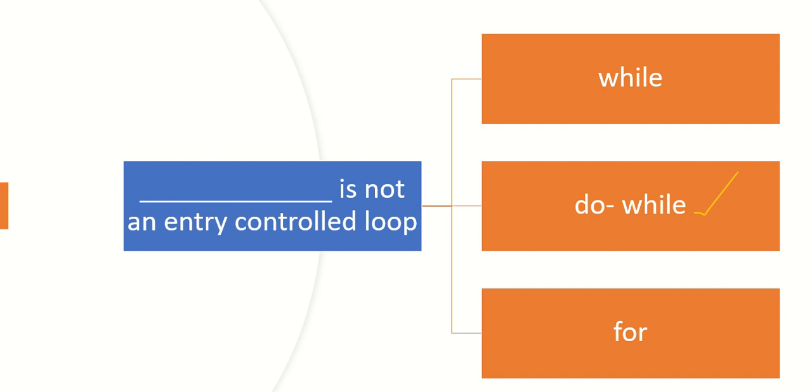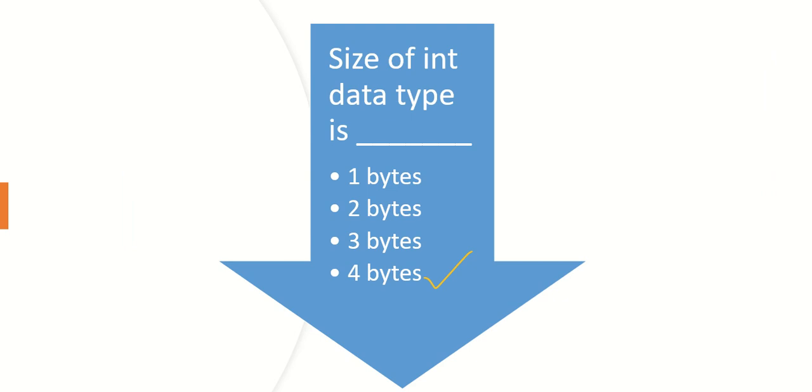Dash is not an entry control loop. So entry control loops are the for loop and the while loop because the condition is checked in the beginning. Whereas exit control loop is do while. So the answer is do while loop, and the size of the int data type is 4 bytes.